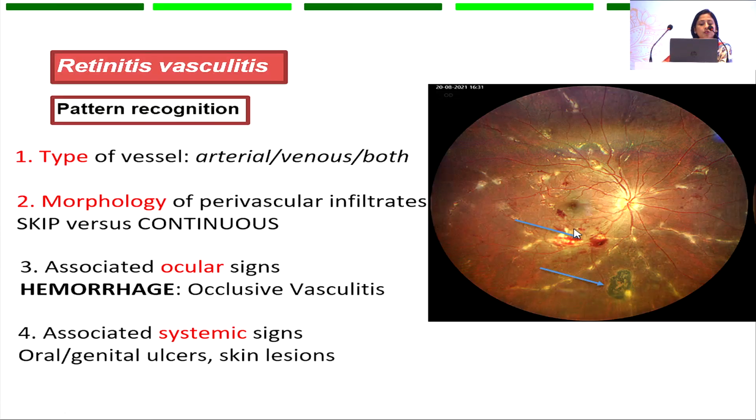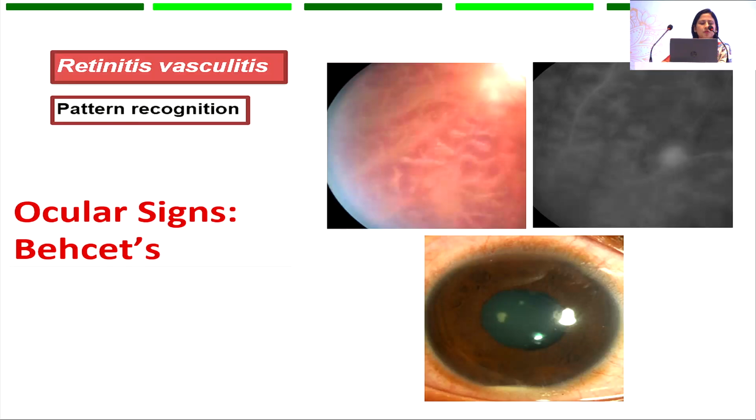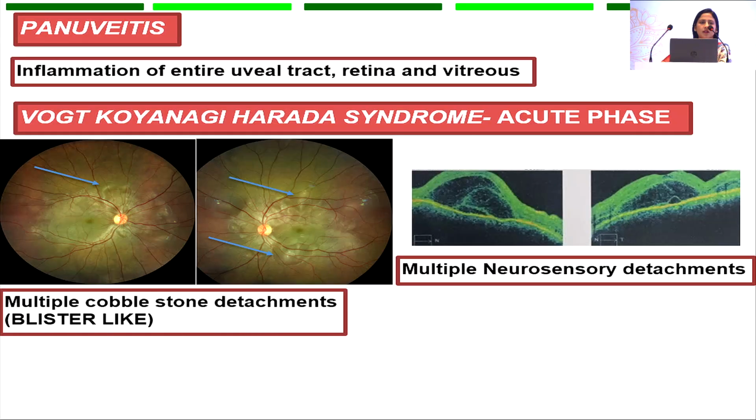We also need to check systemic things like oral and genital ulcers, which are usually associated with Behçet's. Just to mention Behçet's, we have a mobile hypopyon there, and this ferning pattern which we see typically on FFA. Behçet's requires expert treatment, so we should better hand it over to the expert.